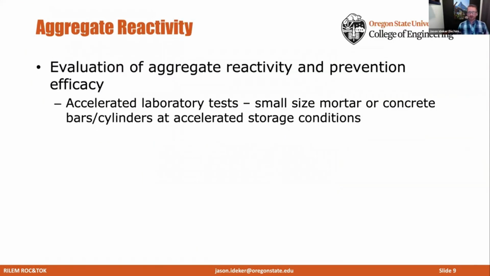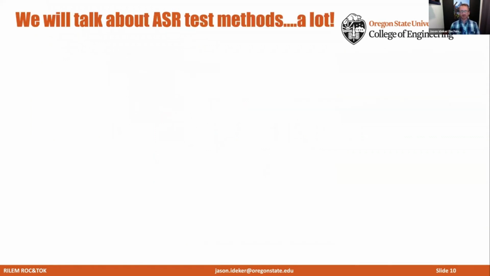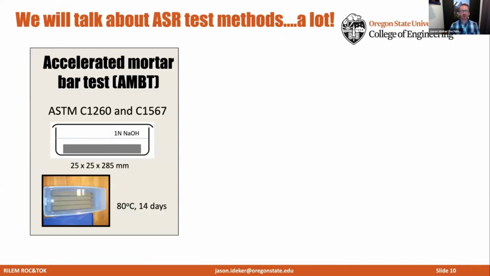So one of the things that we talk a lot about with ASR is evaluating aggregate reactivity and then evaluating prevention efficacy. We do a lot with accelerated lab tests. We're generally talking about small-sized mortar or concrete that are stored in some sort of an accelerated condition. We're going to talk about test methods a lot today, so I thought I'd introduce some of the main ones that I'm going to be talking about.